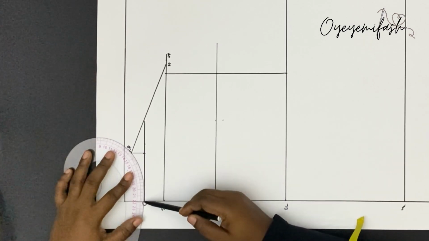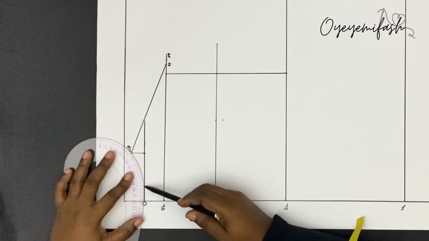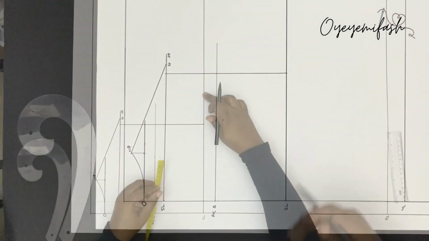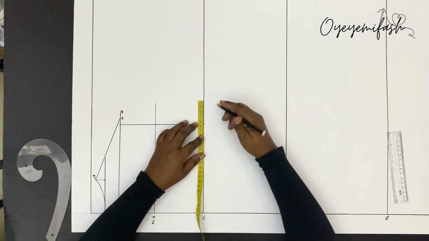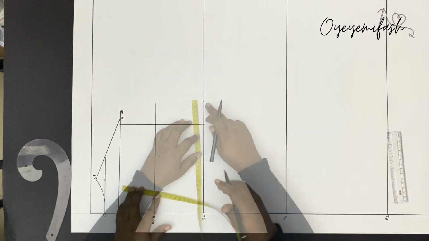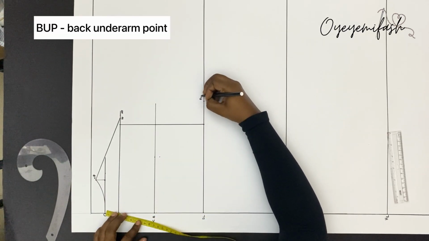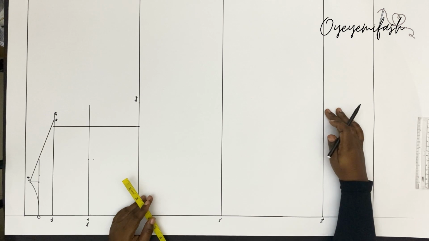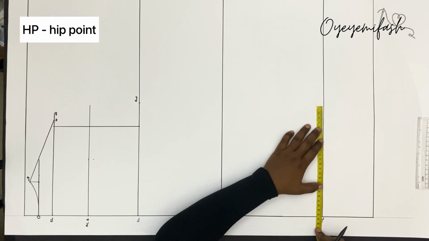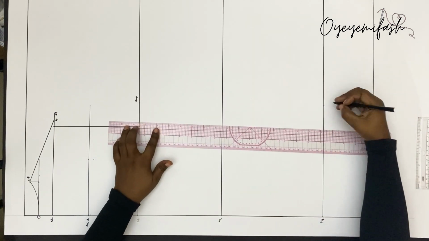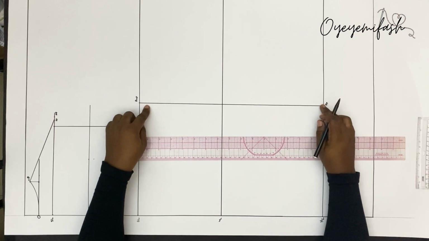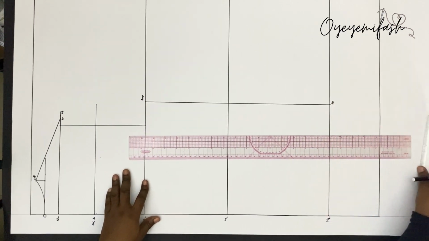So the curve should stop at least 1.5 to 2 centimeters away from point O. On the bust line, I'm going to move out by 5 centimeters towards the center front and label this as back UP. On the hip line, I'll divide my hip measurement by 4 and mark that for my hip point, and then connect the back UP to my hip point. This serves as the straight underarm seam.